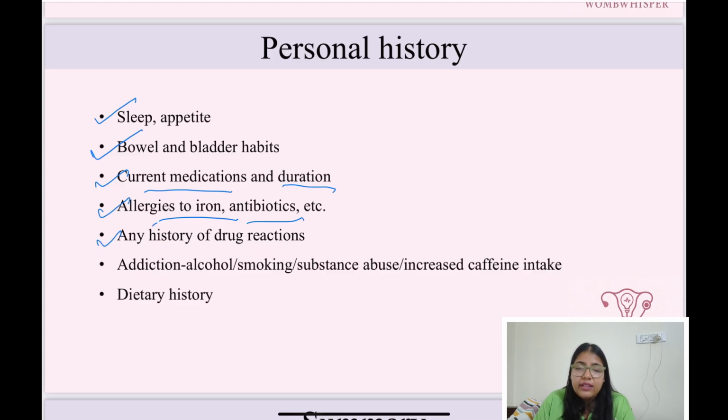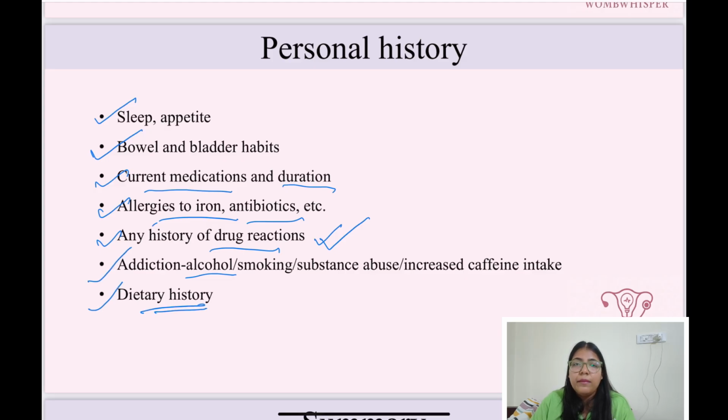If she had any drug reaction in the past, many patients are allergic to NSAIDs, so we should be knowing it, because in pregnancy or in postpartum period we may prescribe NSAIDs to the patient for pain relief, so we should be knowing beforehand if she had any past allergic reaction to those commonly used medications. And if she had any addiction. And dietary history you should also be asking.